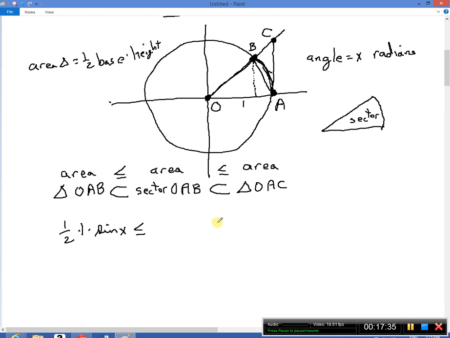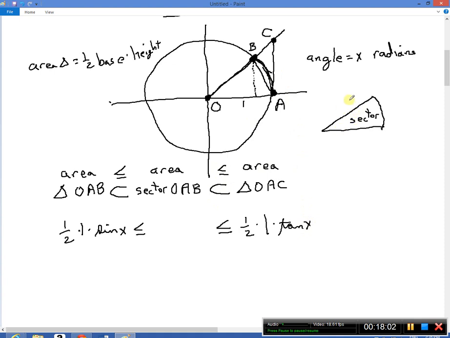Let me come back to that and do the area of the outer triangle, which again is 1/2 base times height, but this time we have 1/2. The base is still 1. It's the same base as the smaller triangle, but the height now is from A to C, and you all know what that is because we just looked at that a couple of minutes ago. That is the tangent of x, the tangent of the angle, the length of the tangent segment.